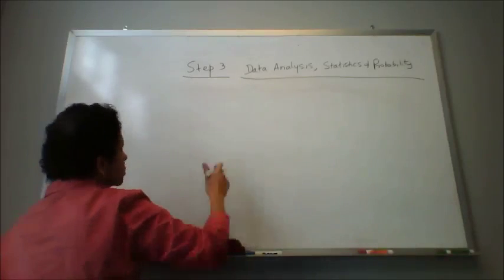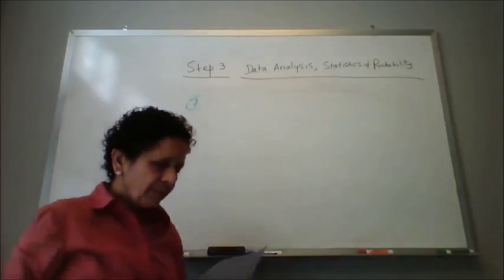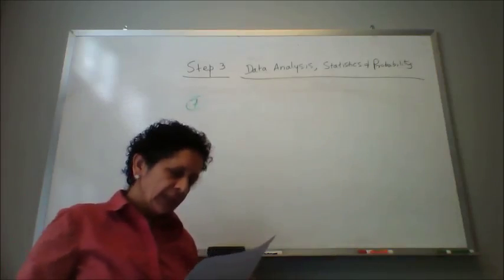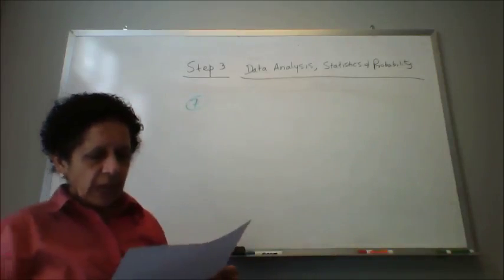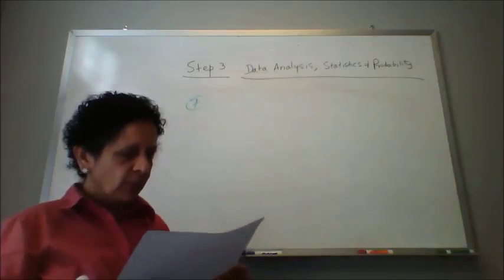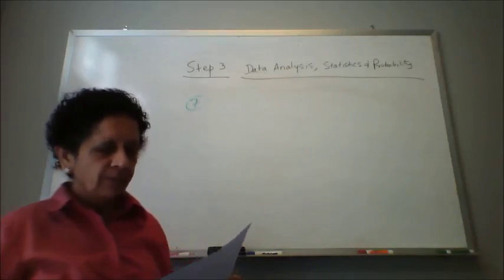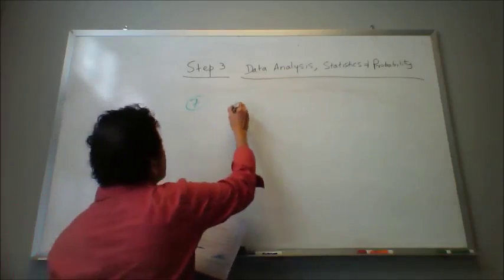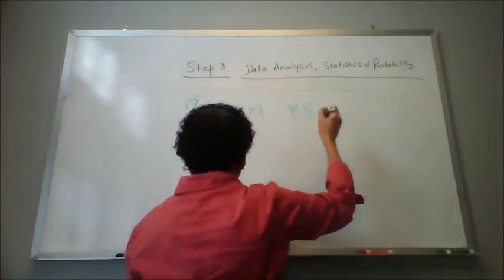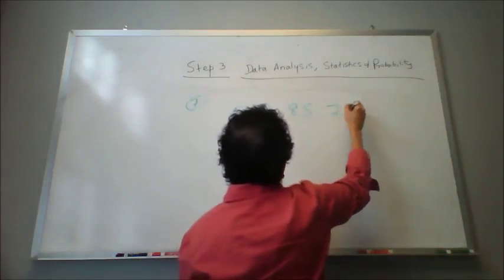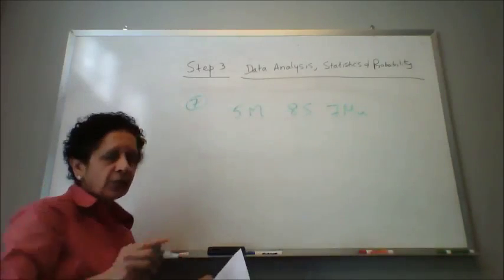So let's do the next one, number 7. There are 5 math books, 8 science books, 7 music books. A teacher has to choose 1 math book, 1 science book, 1 music book for her class. How many possible combinations are there? Okay, so 5 math books and 8 science books and 7 music books, and she needs to pick 1 of each.